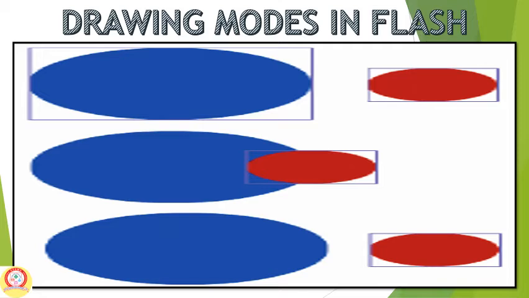Drawing modes in Flash. Flash provides two drawing modes when you draw shapes. They are the Merge Drawing mode and the Object Drawing mode. Shapes in Flash consist of a stroke or outline and a fill inside it. The stroke and the fill can be different colors. They are considered separate objects and can be selected separately or together. Later in this chapter, we will learn how to select shapes using the arrow tools.